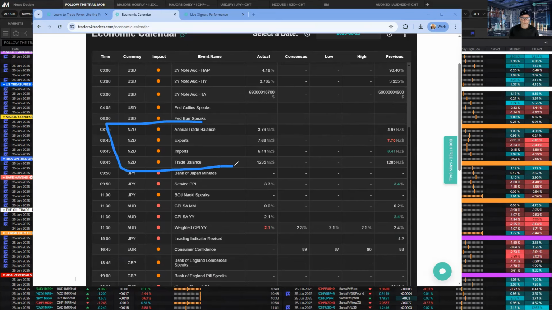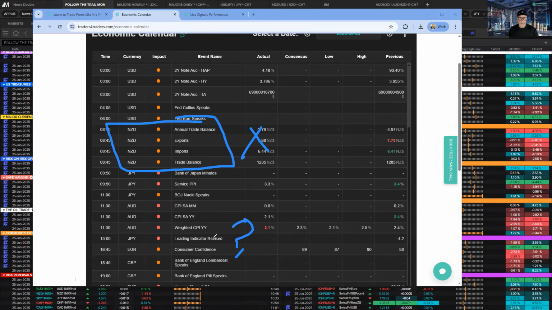Now, there was Kiwi news out about 7 hours ago. Trade balance figures, not important, right? Then what else do I know? Is there any US numbers coming out? Because that would impact the Kiwi, and there's no US numbers coming out. In actual fact, the Kiwi does line up with the Aussie.